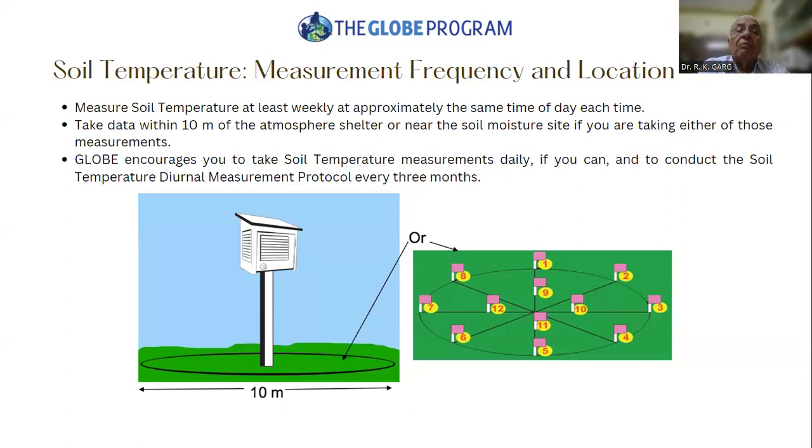And if it is done, the diurnal measurements protocol is generally measured every 3 months. Every 3 months means during the winter season, during the spring season, during the summer season, and during the rainy season. So all these four seasons are taken care of. Some places we call the rainy season an autumn season. So four seasons are taken, and each season we try to have a diurnal protocol for the soil temperature.